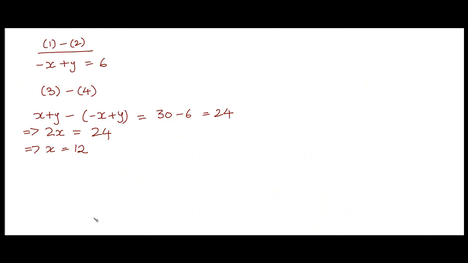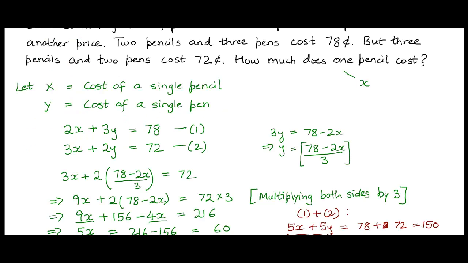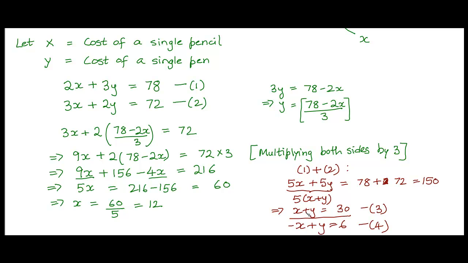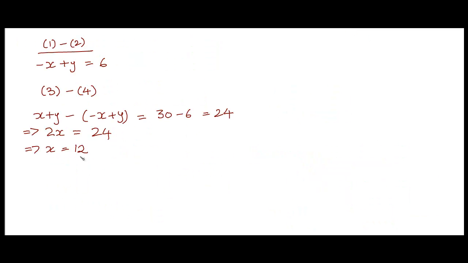We are not asked to find the cost of a single pen, but if we had to solve for y also, that would be pretty straightforward, because if x plus y is 30 and x is 12, that means y would be 30 minus 12. That's 18 cents. So the cost of a single pencil is 12 cents and the cost of a single pen is 18 cents.